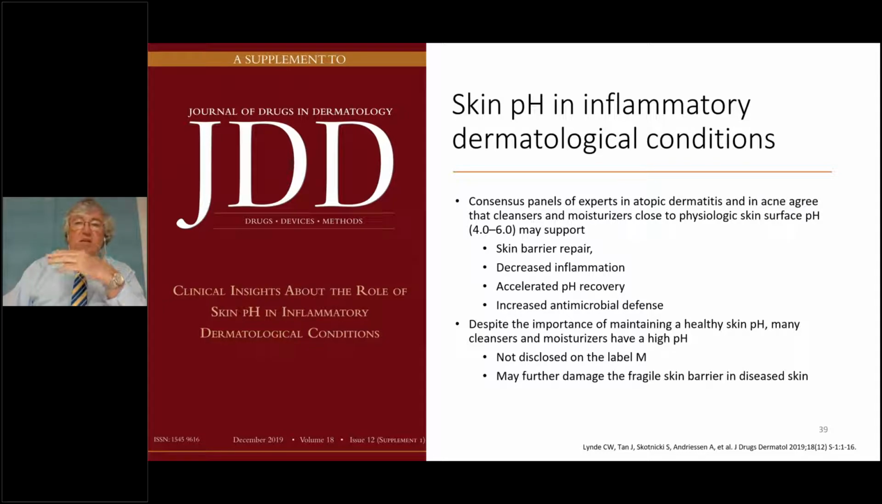And that's basically that if you have cleansers and moisturizers close to that physiological skin surface barrier pH of 4 to 6, this may support increased skin barrier repair, decrease the inflammation in these particular conditions, accelerate pH recovery, and increase antimicrobial defense. One of the things that we noticed when we were researching all this is that a lot of cleansers and moisturizers actually have a high pH, and this is not disclosed at all on the label. And these high pHs will damage the fragile skin barrier in disease states.